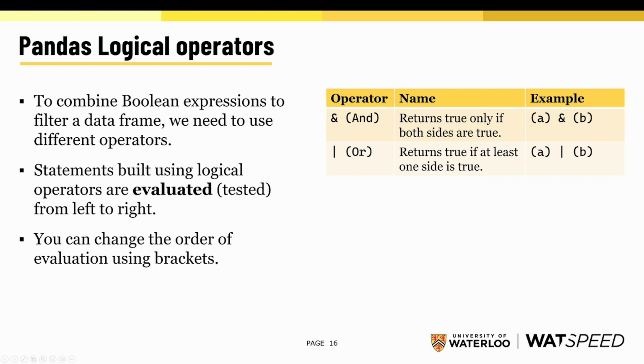We also have the OR expression, and this returns true if at least one side of the expression is true, or if both sides are true. So for example, if A is true and B is false, the statement will return true. If A is false and B is true, the statement will return true. But if A is false and B is false, the whole statement is false.